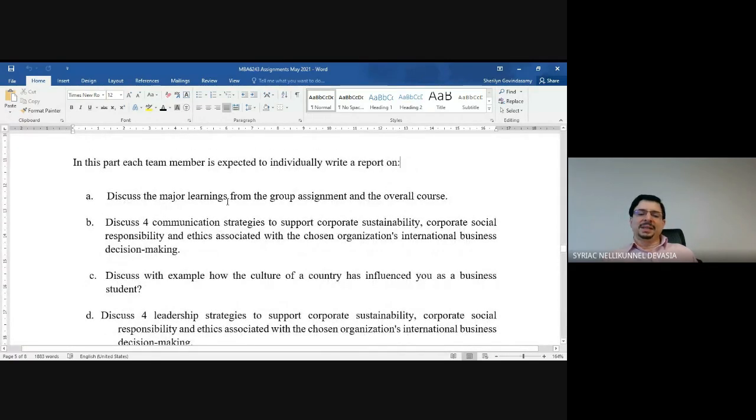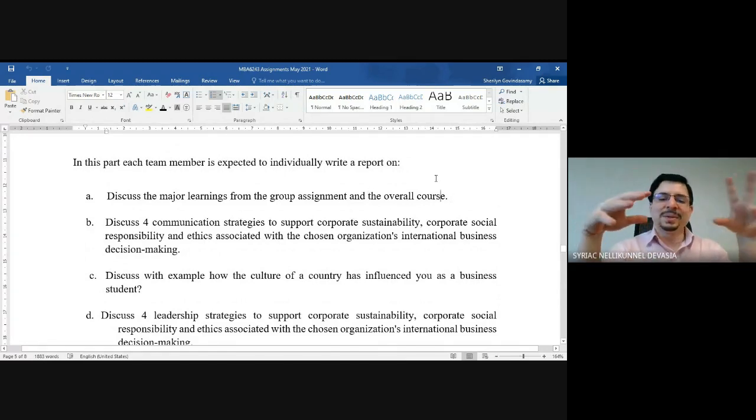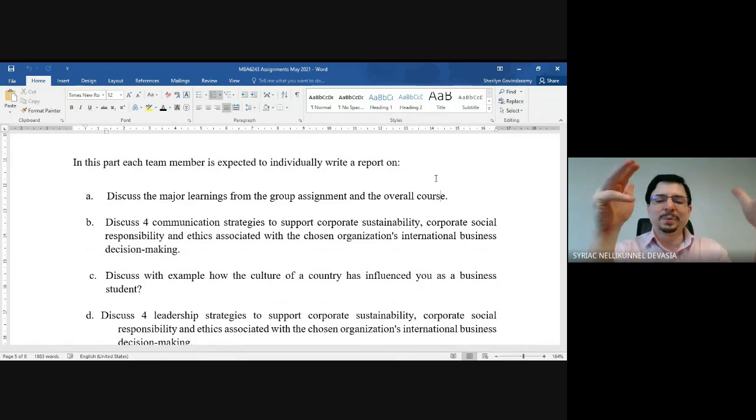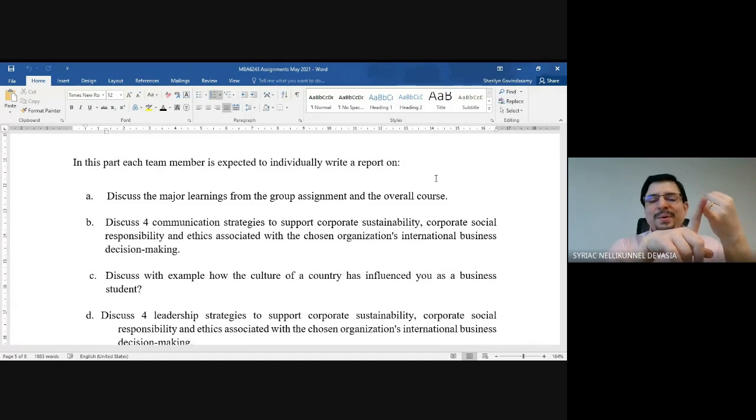Discuss the major learnings from the group assignment and overall course. So it's very easy to answer this question. What you need to do is, what did you learn from your group assignment? You can learn many things from your group assignment, right? Maybe you learn to work in a group. You learn some communication and leadership skills. You learn to collaborate with one another. There are many learnings from this group assignment. You learn to work virtually online. These are all learnings. So you can talk about all these learnings.